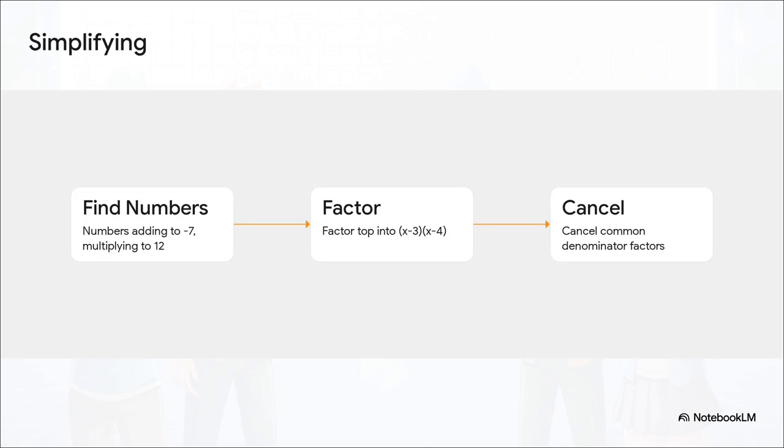X squared minus 7x plus 12. We just need two numbers that add up to -7 but multiply to positive 12. Those numbers are -3 and -4. So the top simply becomes the clean little linear blocks of x minus 3 times x minus 4. You do that exact same factorization for the bottom using an identity. Find the common factor and just cancel it right out. What looks like an absolute nightmare simplifies down into a clean, elegant fraction with total ease.